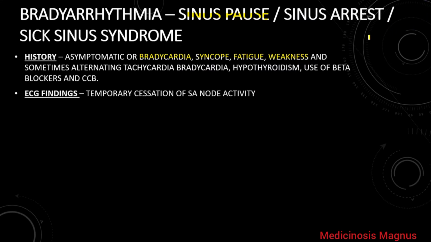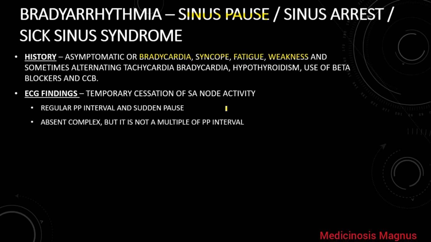In the ECG findings, the finding is seen due to temporary cessation of the SA nodal activity. The heart rate slows down, and suddenly can stop for a minute. In the ECG findings, we can see the regular PP interval and a sudden pause. There is an absent complex, but the absent complex is not a multiple of the PP interval. I'll show you what it is in a second.